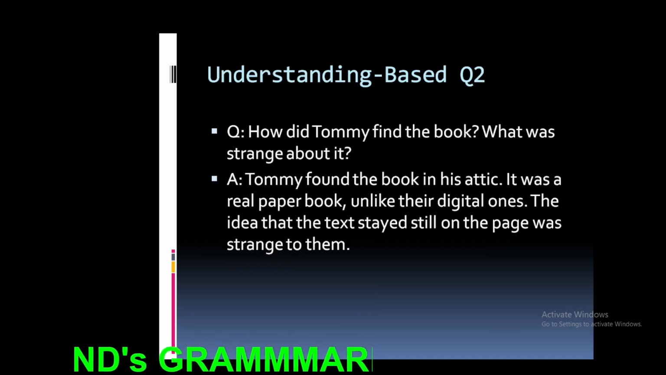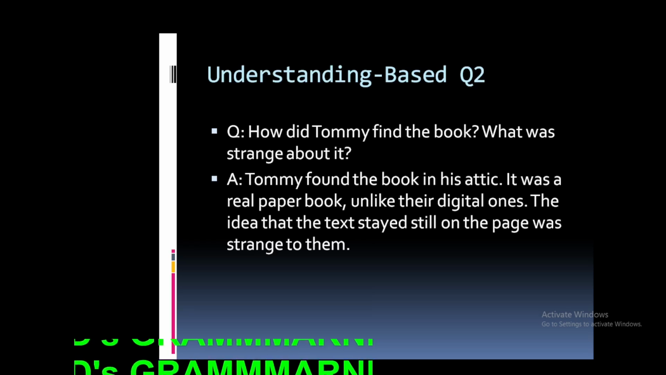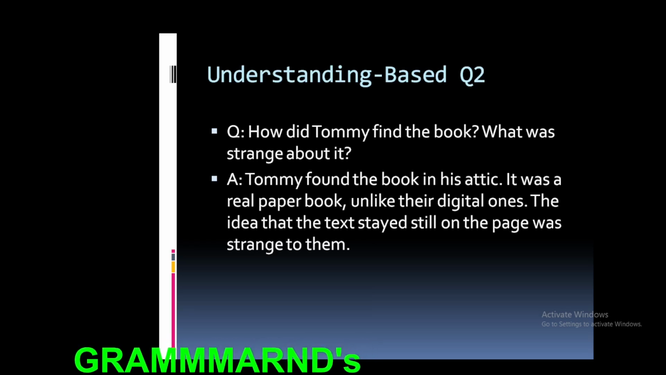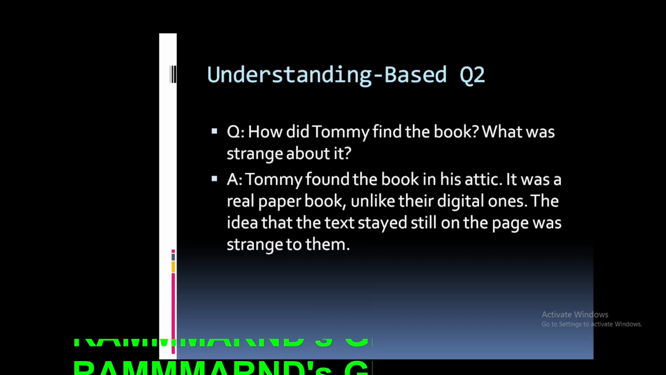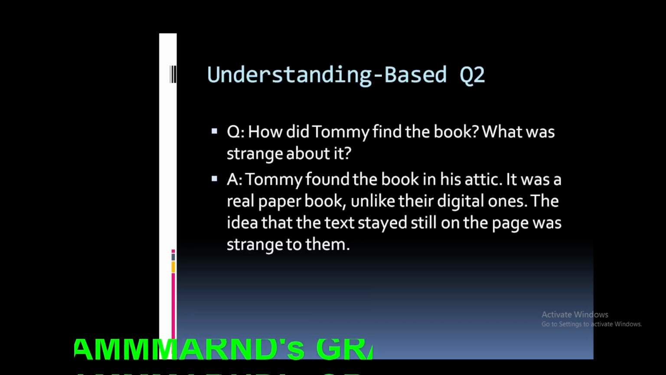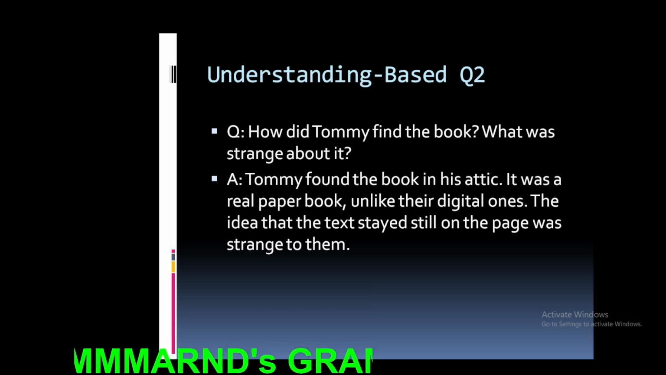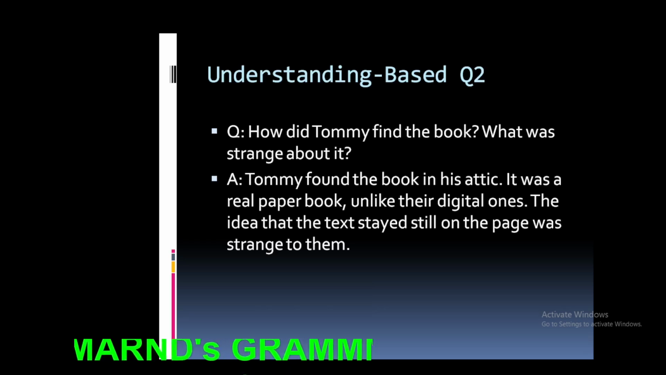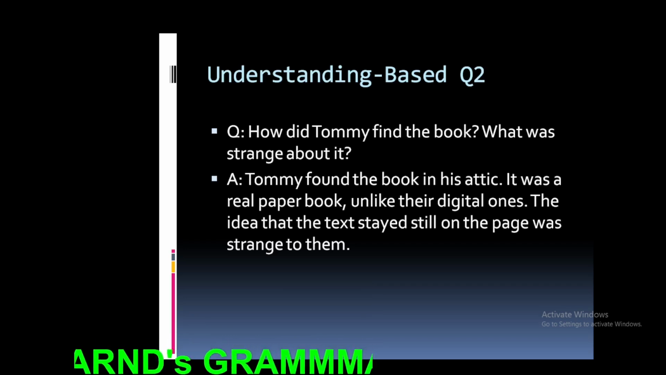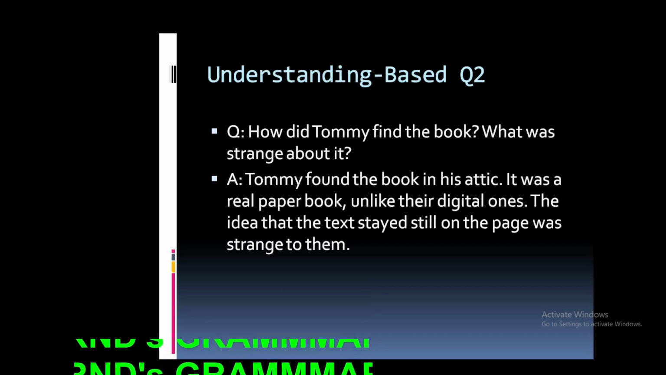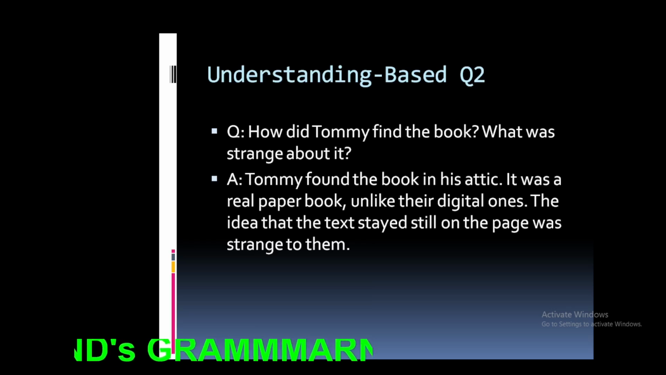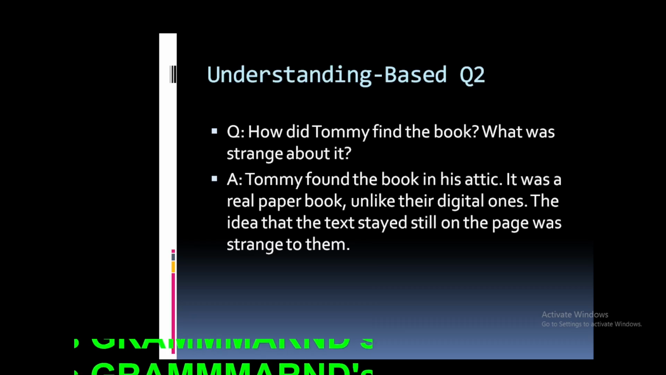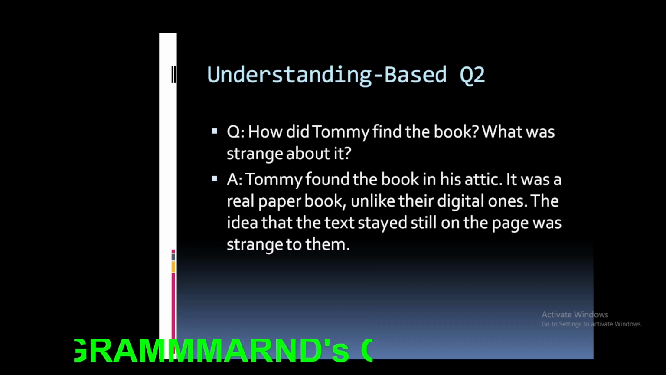Understanding based question 2. How did Tommy find the book? What was strange about it? Answer. Tommy found the book in his attic. It was a real paper book, unlike their traditional or digital ones. The idea that the text stayed still on the page was strange to them.